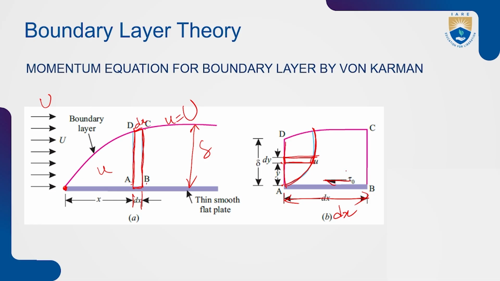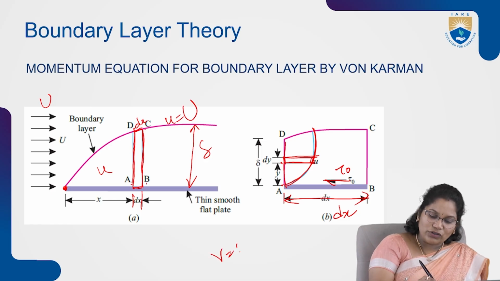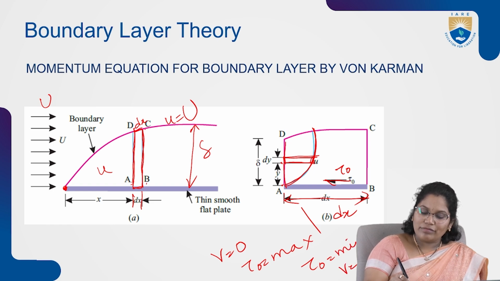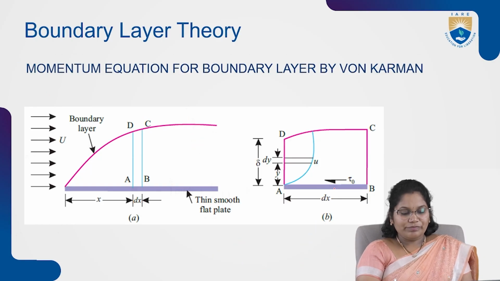This is the shear stress. Tau naught is your shear stress. When velocity is 0, the shear stress is maximum. Vice versa, when shear stress is minimum, your velocity is maximum. So this is the shear stress, tau naught.